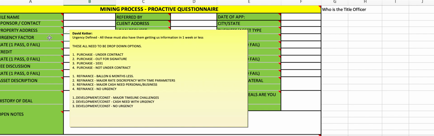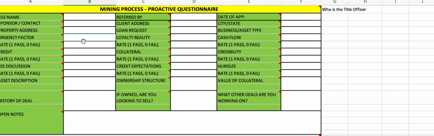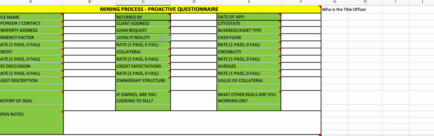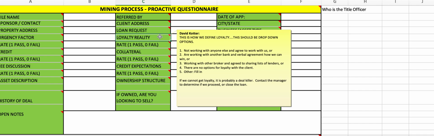Development, are there major timeline challenges? Is there cash needed with urgency or is there no urgency at all? You're trying to discern if this is something that is a nice to versus a have to. And we're really looking for have tos, because that really breeds motivation. So urgency is the first one you're trying to identify. The second one is loyalty. We define loyalty as such.